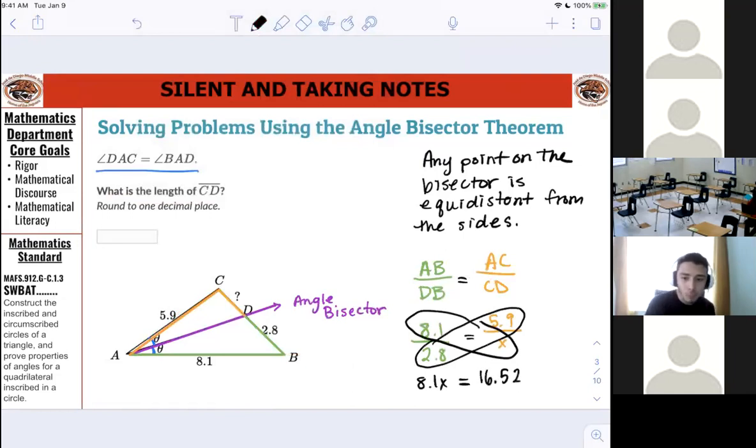16.52? Yeah. All right. And now I divide both sides by 8.1. So what's 16.52 divided by 8.1? I got 2.52. 16.52 divided by 8.1. Not 2.52. You're close though.